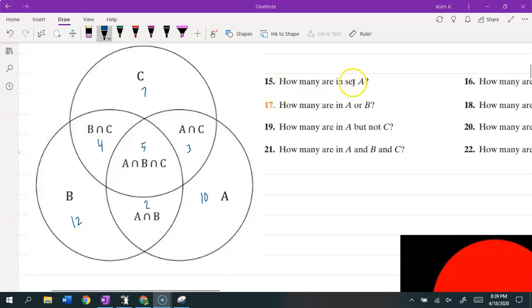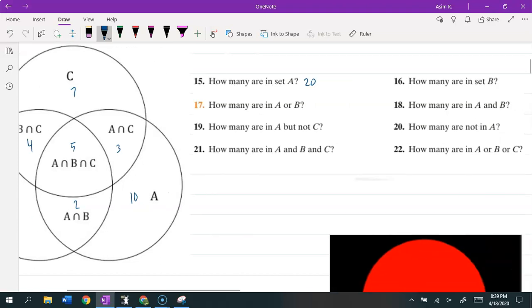Number 15 says, how many are in set A? Right. So set A would be the entire circle of A. Please understand that. So that would be 10 plus 2 plus 5 plus 3. And 10 plus 2 gives us 12, plus 5 gives us 17, plus 3 gives us 20. So in this situation, there are 20 in set A.